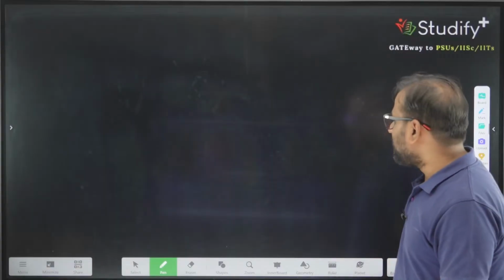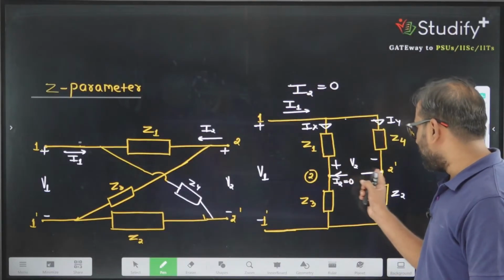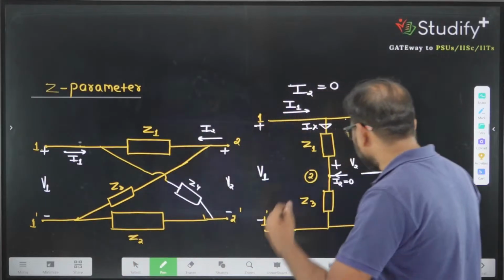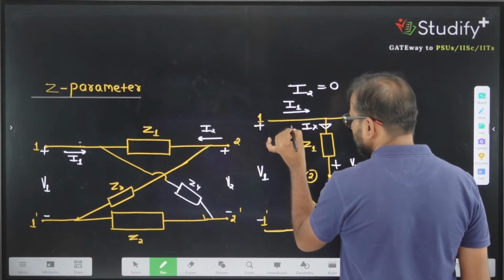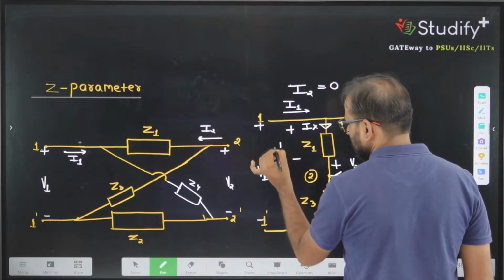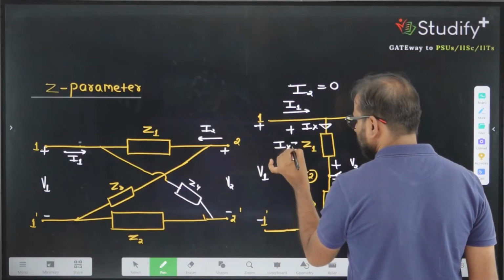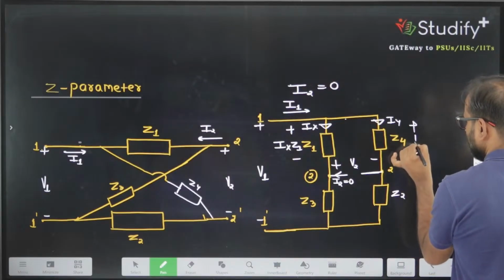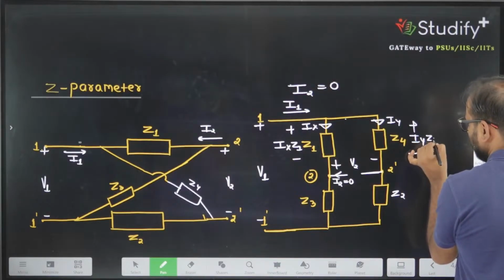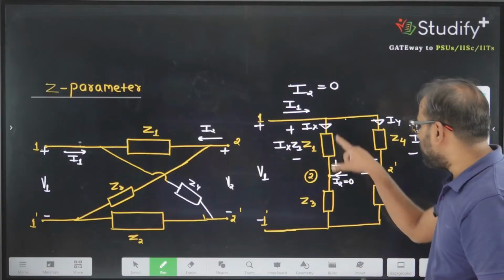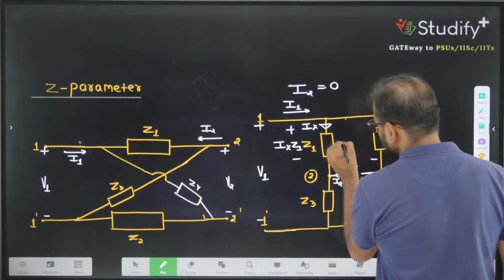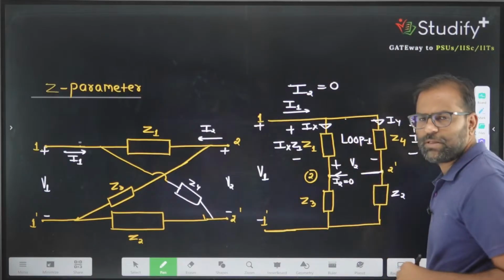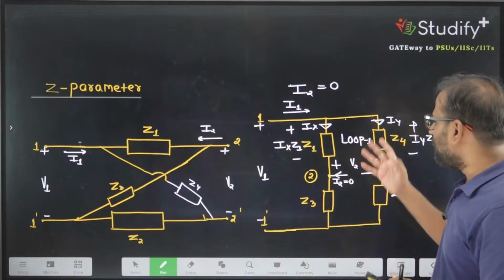Let's say we are interested in V2. What is the value of V2? So you can say, what is the potential drop of the network? The potential drop of the network is this, Ix into Z1, and this potential drop is Iy into Z4. So we can apply one KVL inside this loop. Let me call this loop number 1, and I am applying KVL in loop number 1. You can apply the KVL in loop number 2 also.